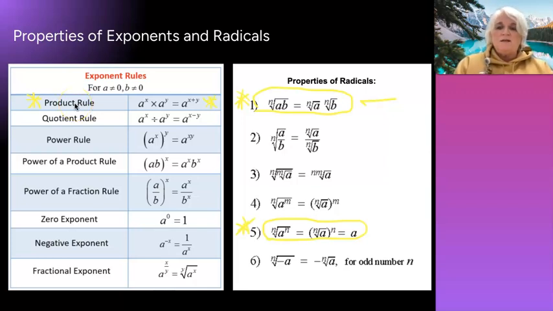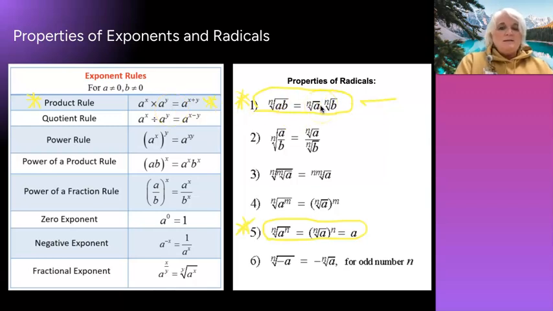Product is multiplication. So if I have the same base and I'm multiplying those two numbers together, which is the same number, I am going to add the exponents. For example, 3 to the 4th times 3 to the 2nd is 3 to the 6th, because 4 plus 2 is 6.